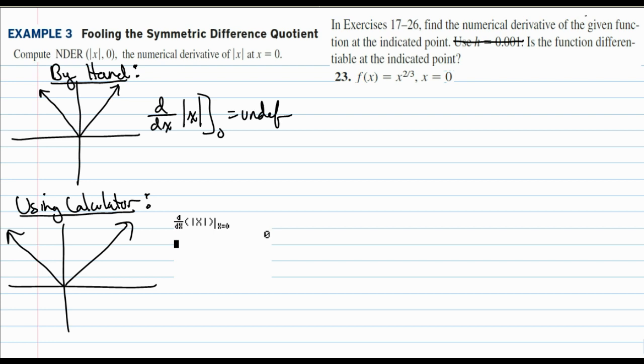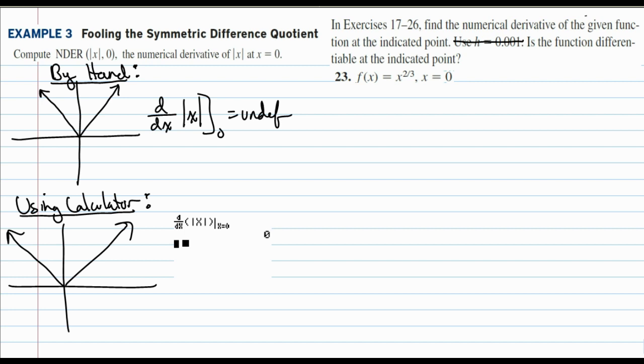So though the symmetric difference quotient is a good estimate if you use a small enough h value, it does have some flaws. For example here, if we're going to find the derivative of the absolute value at 0, we know from our previous examples that that's a corner and there's going to be no derivative there. The limit of the slopes from the left do not equal the limit of the slopes from the right. So we know that's going to be undefined.